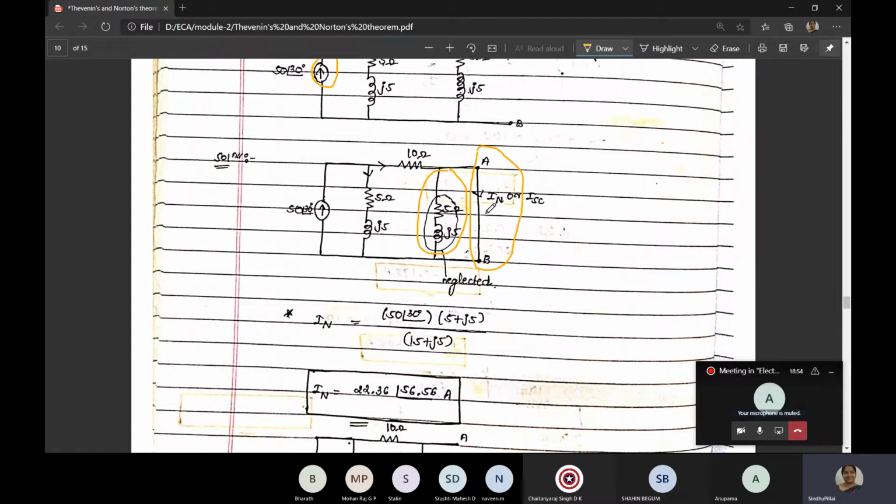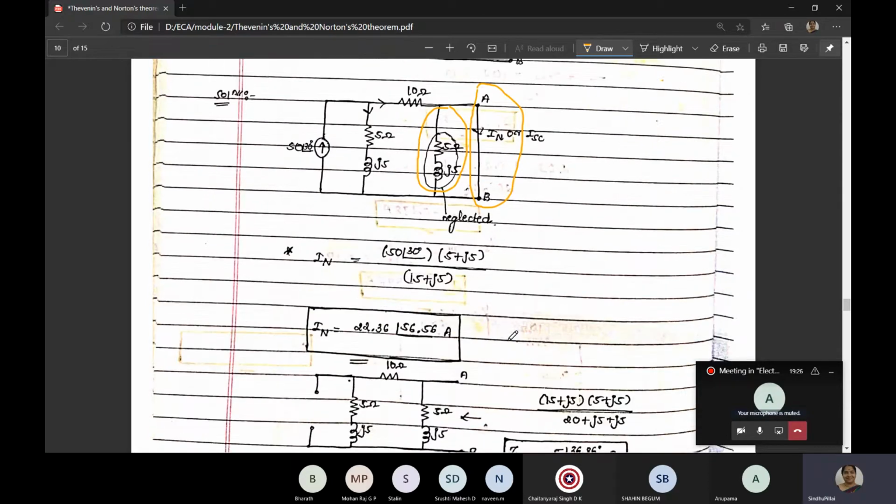So you should be very careful; the basic current division rule will be used here. We can go with the formula: the Norton's current IN, also called the short circuit current ISC, is equal to the main current into the resistance of the opposite branch. What is the resistance of the opposite branch? It is 5 plus J5, divided by the sum of resistances. The sum of resistances is 5 plus 10, which is 15, so it is 15 plus J5.